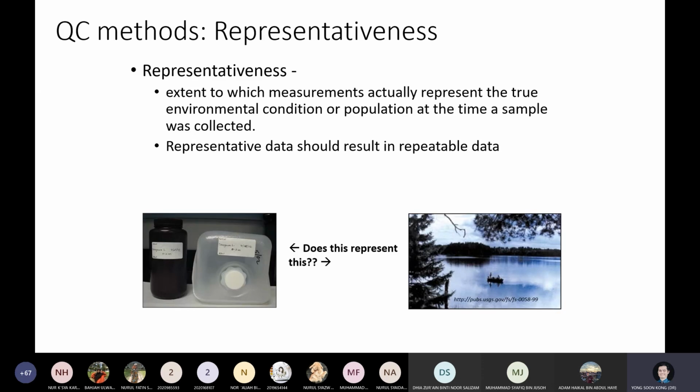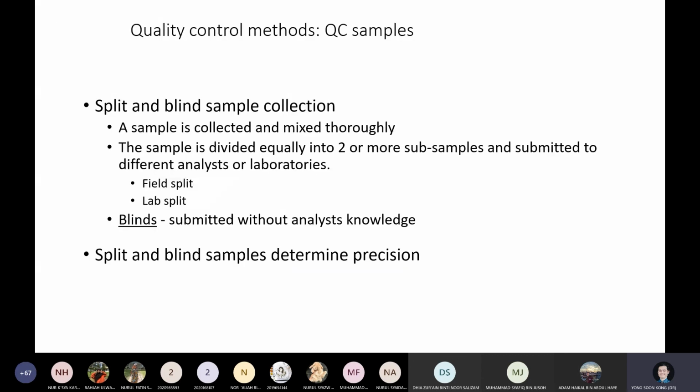Okay, so that is the same point that we have explained just now, the representativeness. So I'm going to skip and go to split and blind sample. So what is a split sample? A sample is collected and mixed thoroughly. The sample is divided equally into 2 or more subsamples and submitted to different analysts and laboratories. So why do we want to do this?